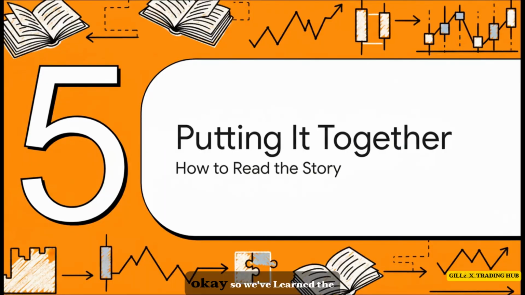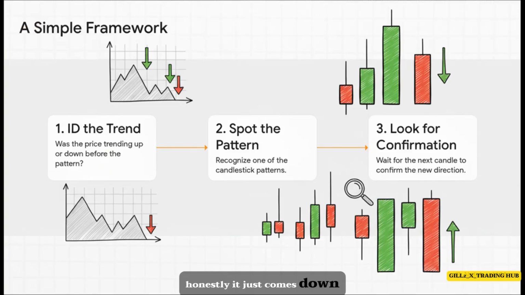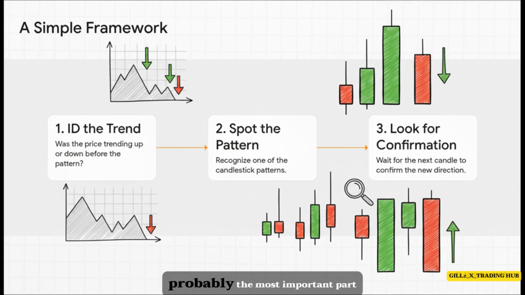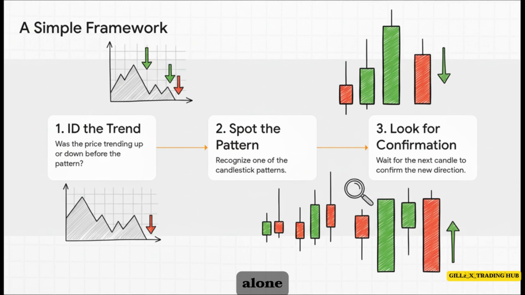Okay, so we've learned the alphabet, we've learned a few key words and phrases. Now, how do we actually sit down and read the book? Let's put it all together with a super simple framework. Honestly, it just comes down to these 3 steps. 1. What was happening before the pattern showed up? Context is everything. Was the price rising or falling? 2. Spot the pattern. Is it a bullish engulfing, an evening star? And 3, and this is probably the most important part, look for confirmation. Never ever act on a pattern alone. Wait to see if the next candle agrees with the story.